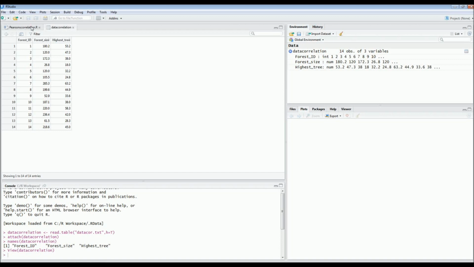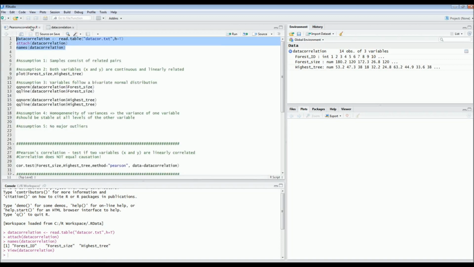So for that, we want to do a Pearson correlation test. A lot of people don't know it, but you cannot just run a Pearson correlation test. You really have to check your assumptions first. And the Pearson correlation test really has quite a lot of assumptions. The first assumption, which is quite obvious, is that samples have to consist of related pairs.